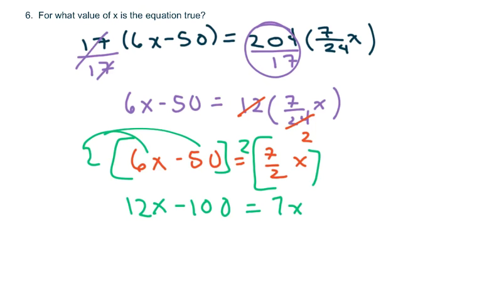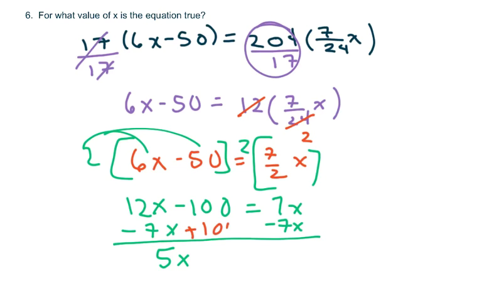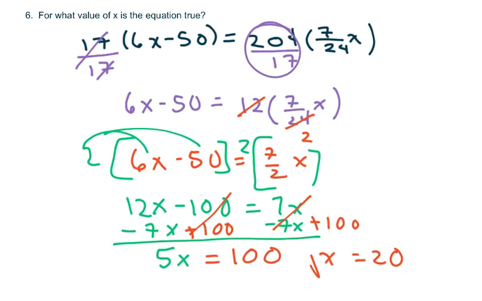And I'm going to subtract 7x from both sides, and you get 5x. And at the same time, I'm going to add 100 to both sides. And that cancels, so you get 5x equals 100. So x equals 20. And this was not a multiple choice. This was a fill in, a griddable.